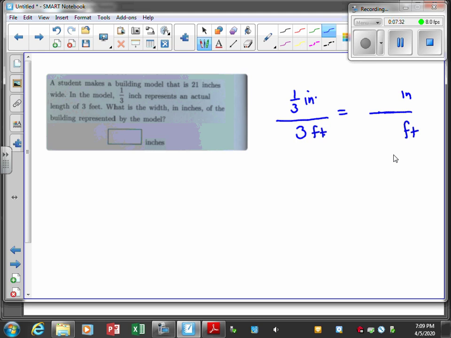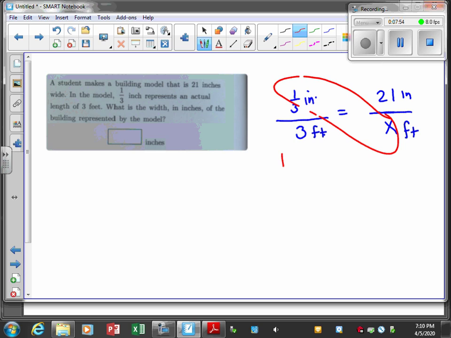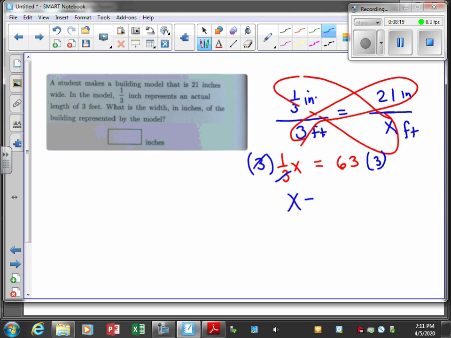Now go back and see what's given. It says the model is 21 inches. Well, the 21 goes with the inches. And it'll say what is the actual width of the building. So we're looking for this. And from this point, we're just going to cross multiply. So 1/3 x is equal to 3 times 21, which is just going to be 63. Okay, solve for x. If they multiply by 1/3, you multiply by the reciprocal of that, which is 3. Whatever you do to one side, do to the other, so that these cancel and you're left with x. And then 63 times 3 is just going to be 189.